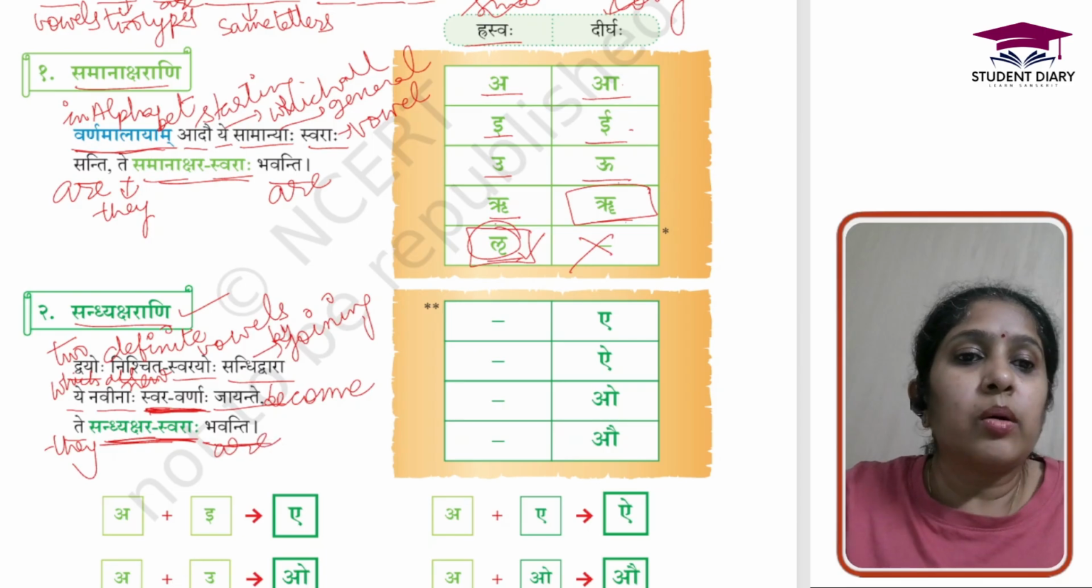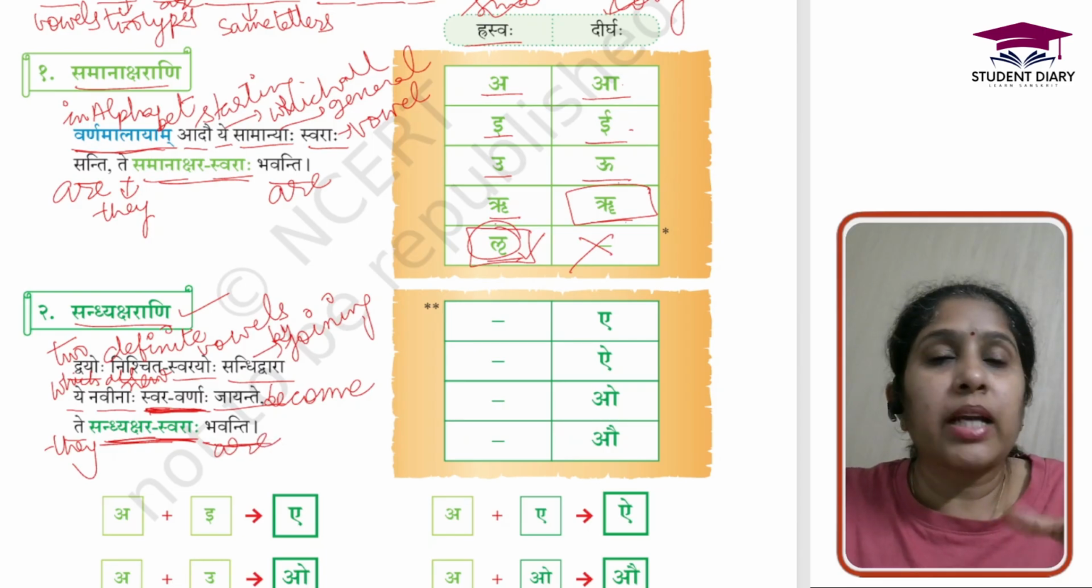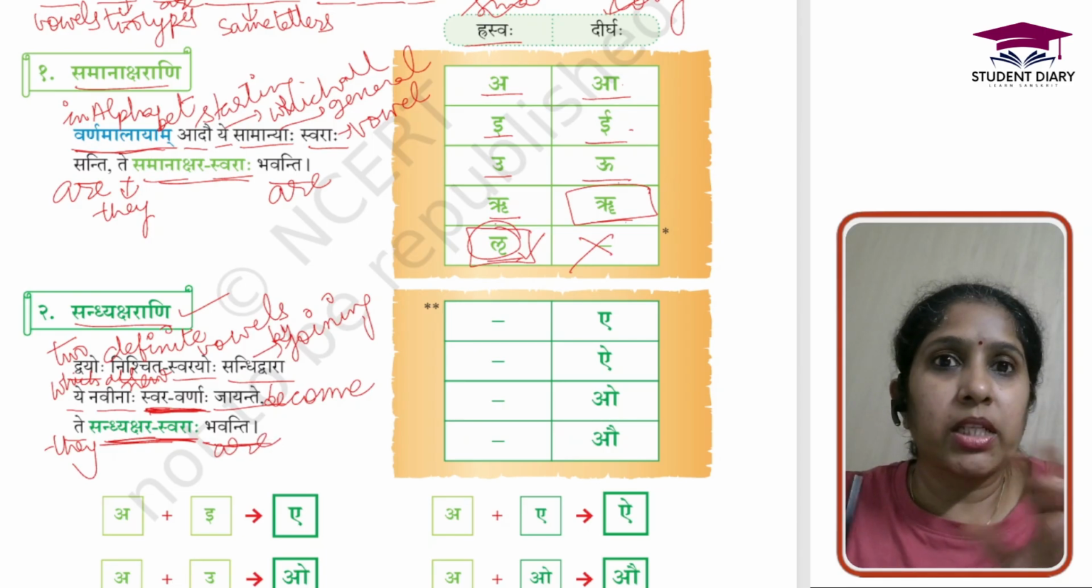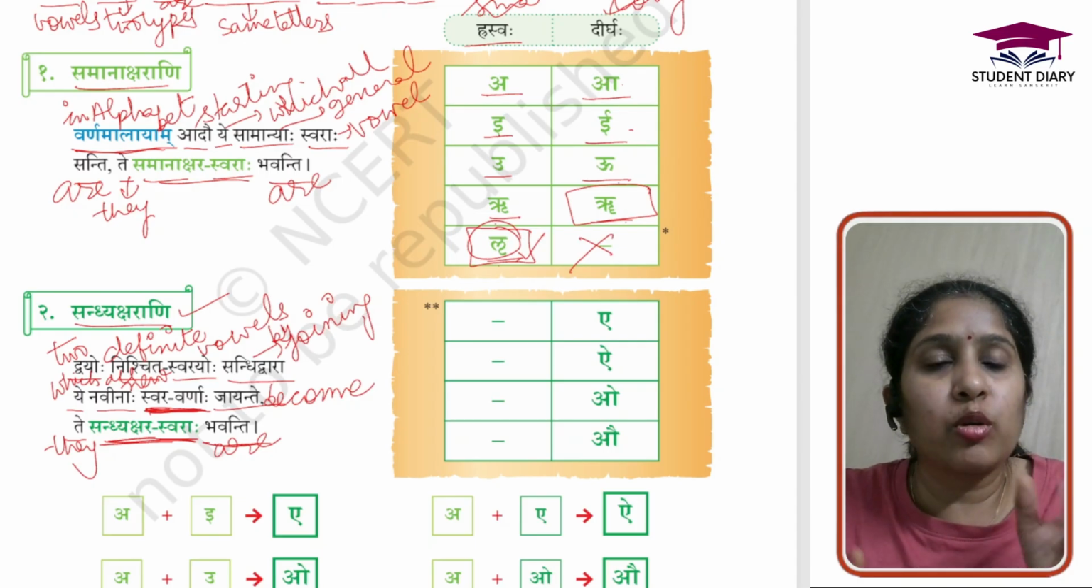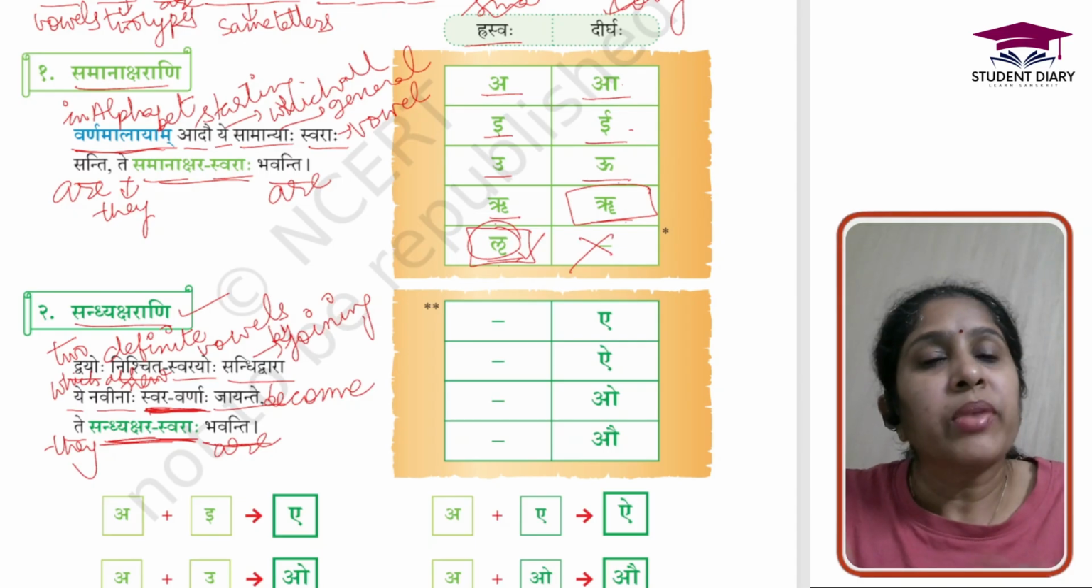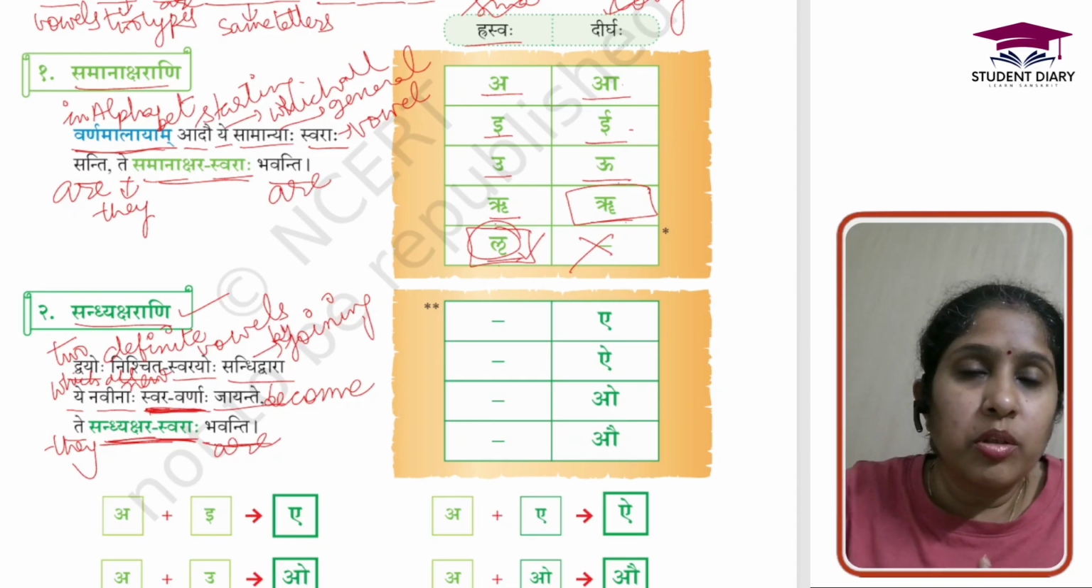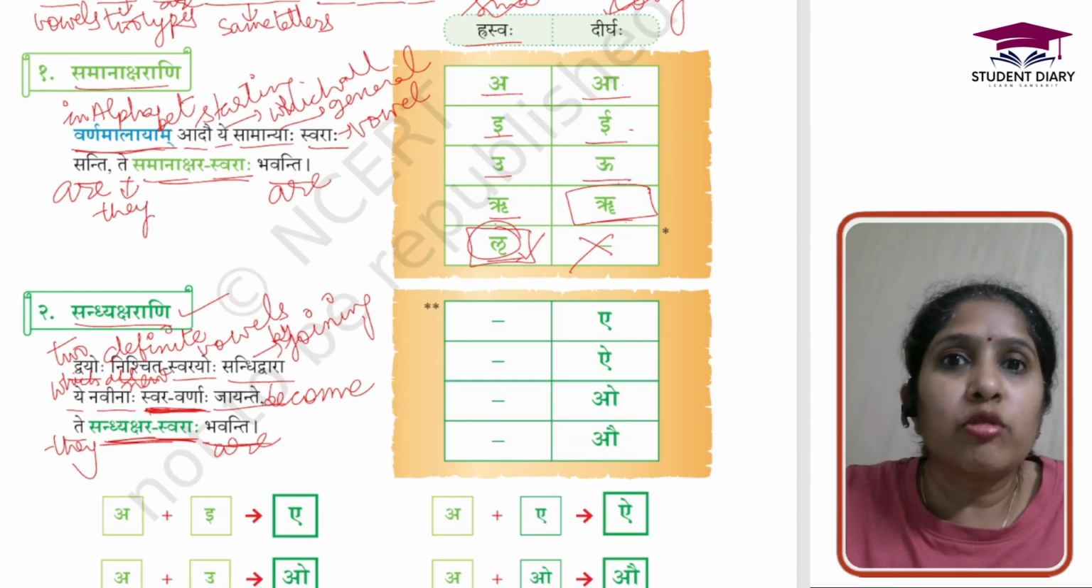Bhavanti means are. So when we join the two definite, it's not like anything you're joining with anyone. We have decided already. So if you join those two nishchit swara, we get the new swara. Those new swara which we get after joining the two saman akshara are the sandhya akshara.